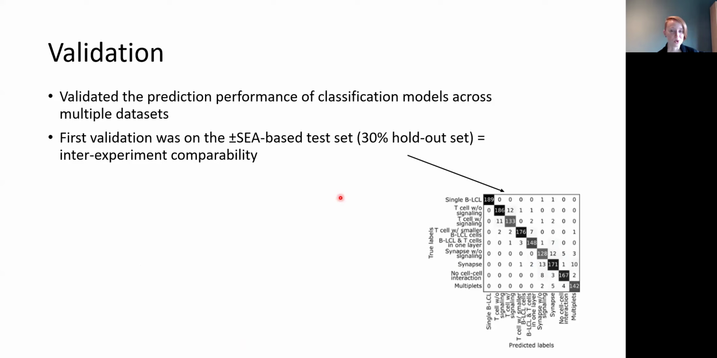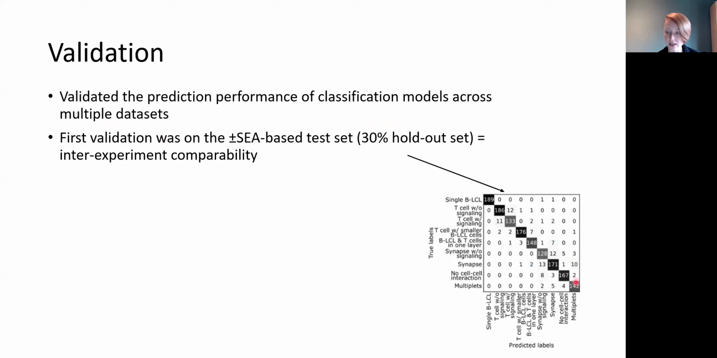So now they've trained the model, they looked at doing some validation, and they validated across multiple different data sets. The first thing they did was validate on the 30% of the original data, the plus or minus SEA data that had already been labeled. So the test data that they held out, so they could have a look at that.